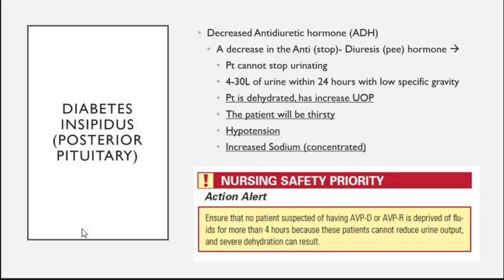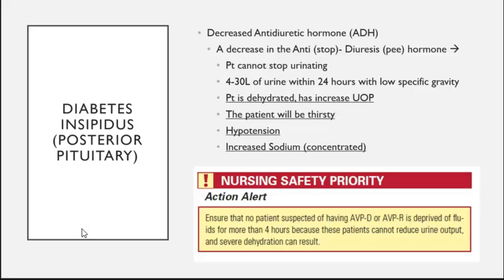So the patient is dehydrated. You're going to see increased urine output. The patient's going to be severely thirsty. There's going to be hypotension because they don't have enough fluid. They're dehydrated, and their sodium is going to be concentrated. Now, what happens if you have too high of sodium?